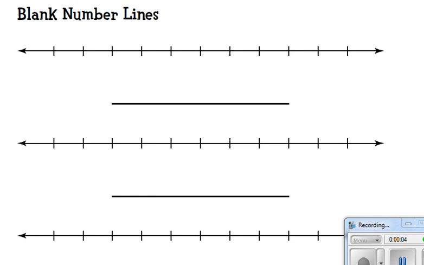Okay, ladies and gentlemen, we are going to go ahead and continue to find our elapsed time. Again, it's really important that we know how to do this because we want to be able to know how many minutes or hours are between two different times.